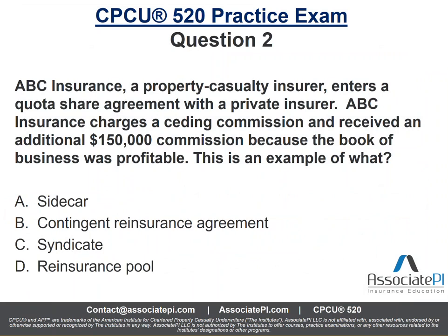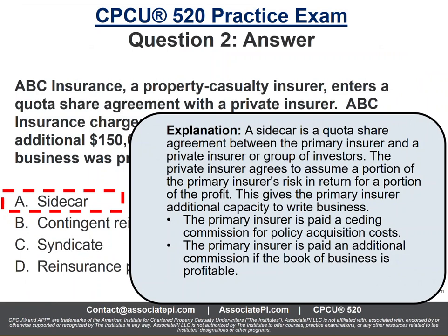I'm going to go on to the answer now. And the answer is sidecar. Here's the explanation. I'm not going to read the full thing, but essentially, sidecar is a quota share agreement between the primary insurance company and a private insurer or group of investors. So the insurer agrees to assume a portion of the primary insurer's risk in return for a portion of the profit. So this is exemplifying a sidecar.